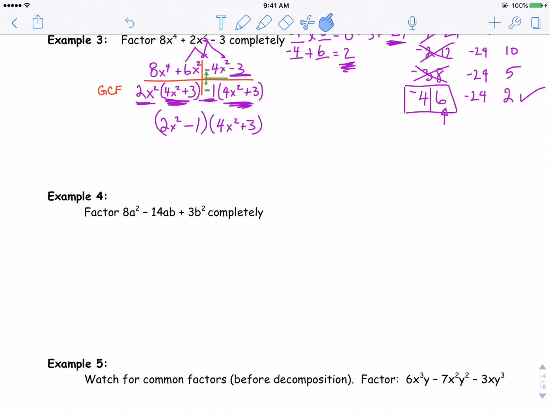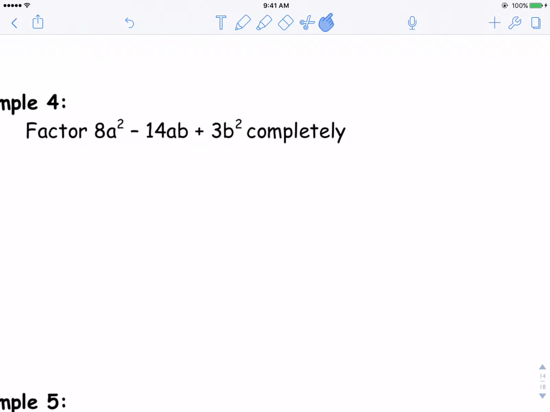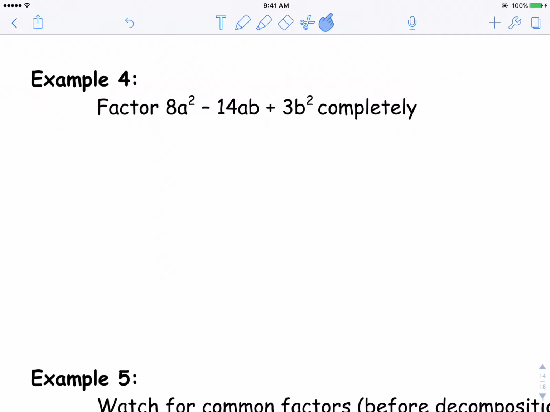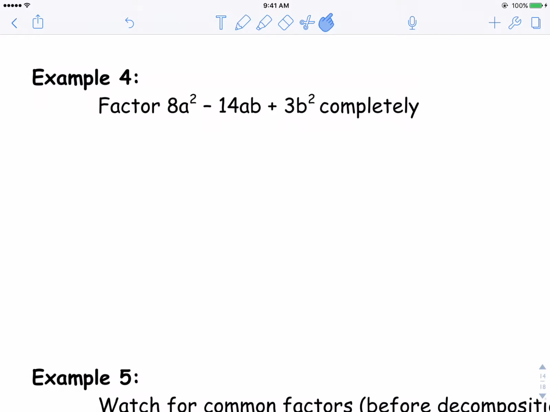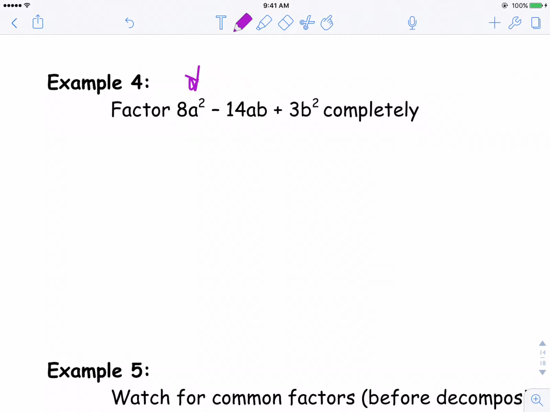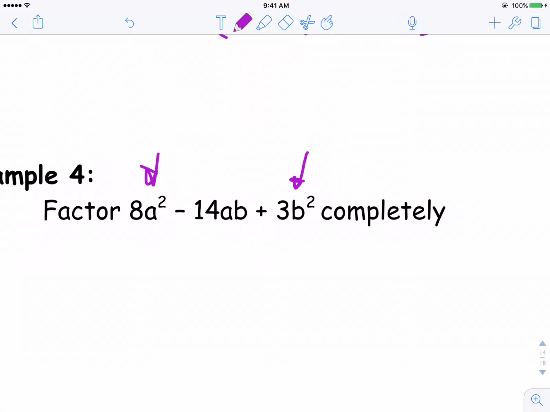Here we go, example 4. Factor 8a squared minus 14ab plus 3b squared. So remember in some of our other questions when we had the a squared here and some other variable squared here, we didn't really worry about it. We just made sure that when we wrote our binomial brackets, in the end, there would be an a, and of course there would be a b, and it would all work out. So that's what we need to remember.